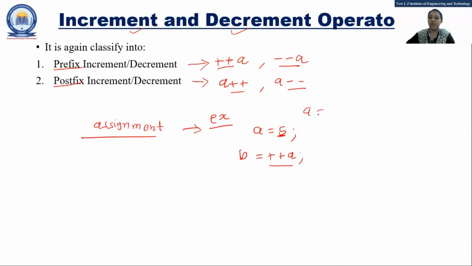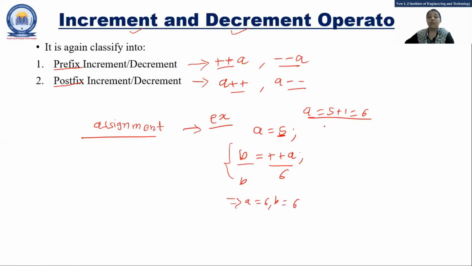So it will do 5 plus 1, 6. Plus plus a means it will become 6, and it will be assigned to variable b. So after executing this program, the value of a equals 6 and b equals 6.